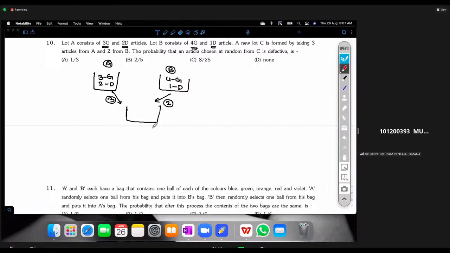So, what are the cases? From A to C, the possibility is 3 genuine, or 2 genuine, 1 defective, or 1 genuine, 2 defective. From B, two genuine or 1 genuine, 1 defective. That's it.